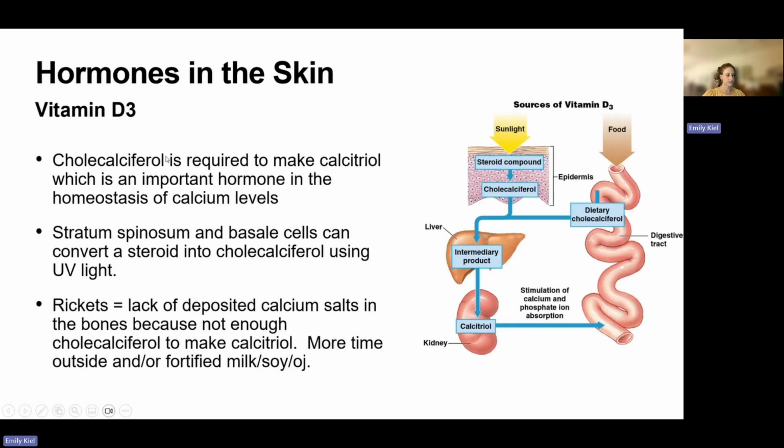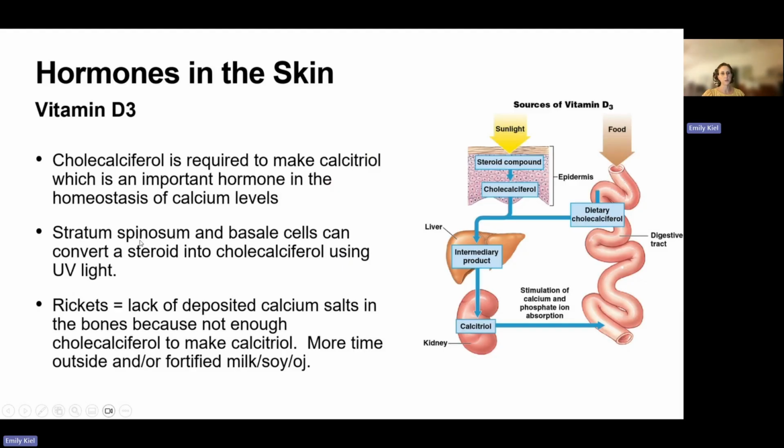And then hormones in the skin. This is a big one. We're going to talk about vitamin D3. So vitamin D3 is called cholecalciferol. That's its official name. So D3 is cholecalciferol, and it's required to make calcitriol. Calcitriol is an important hormone for homeostasis of our calcium levels.